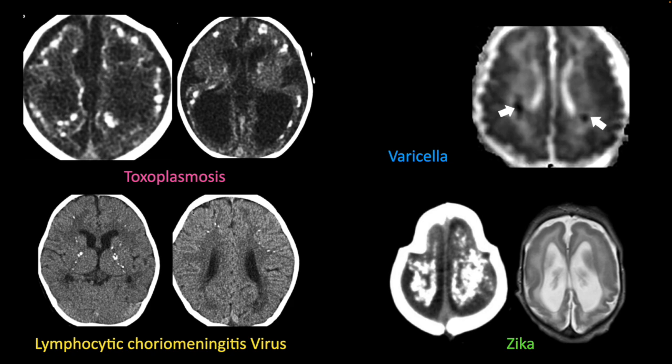The other TORCH infections: toxoplasmosis, usually a large head, ventriculomegaly, and you have periventricular and subcortical calcifications. Varicella can have ischemic foci as well as ischemic changes. Lymphocytic choriomeningitis resembles CMV in terms of calcification pattern, but the ocular abnormalities are completely different. Zika virus, a more severe spectrum of the CMV type pattern: severe microcephaly, extensive malformation, ventriculomegaly, abnormal white matter structures, and you have clustered calcifications predominantly in the peripheral aspects of the brain.